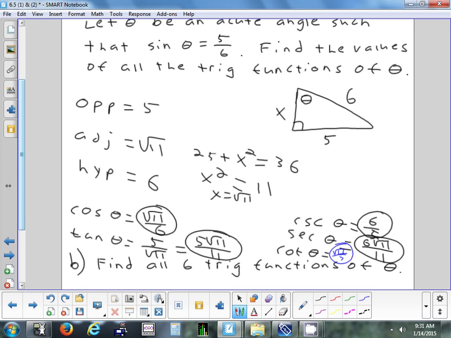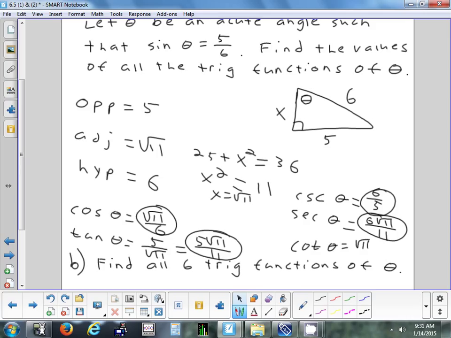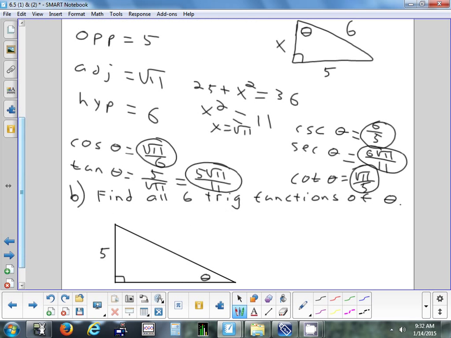So let's see if I can move those up a little bit. So it should be square root of 11 over 5. If you want to go ahead and flip the other one, you can. You're just going to have to deal with the square root all over again. Okay, so there's all, we had 1 to start with, and there's the other 5, so there's all 6 trig functions of that angle. Okay. Any questions on that?